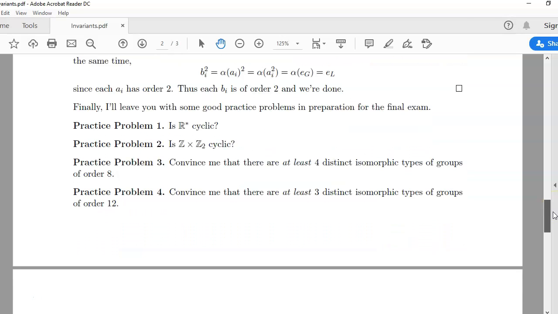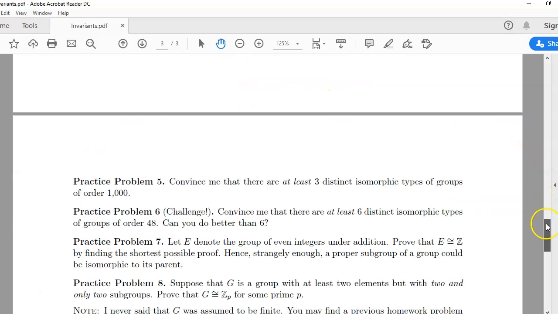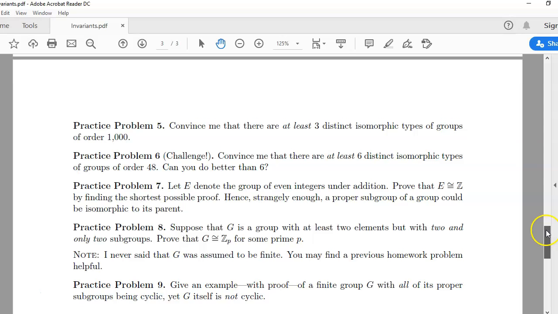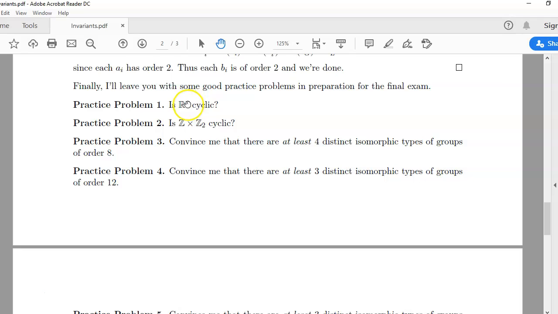And then finally, I'm going to leave you with a good batch of practice problems that use isomorphisms and invariants. There are 9 of them here. Some of them are good and challenging. Some of them are straightforward. You should try to do all that you can to see if you can understand this material.